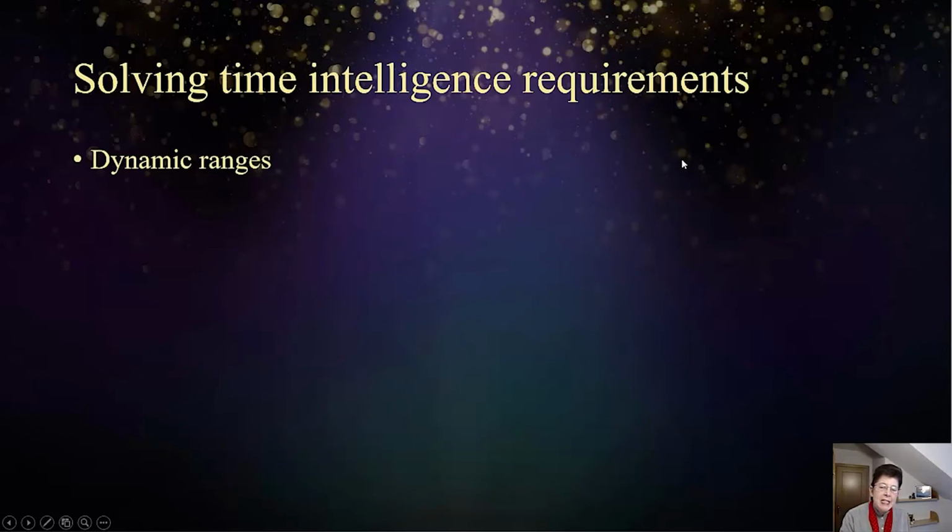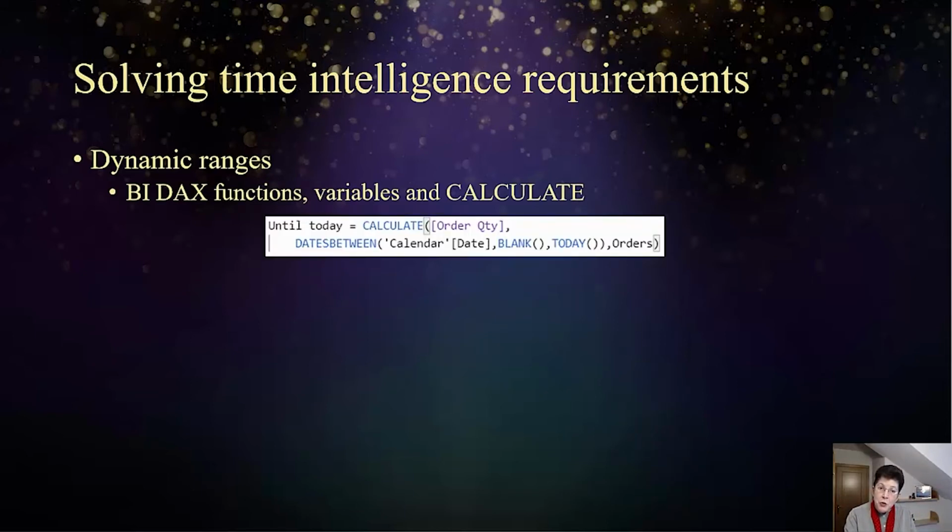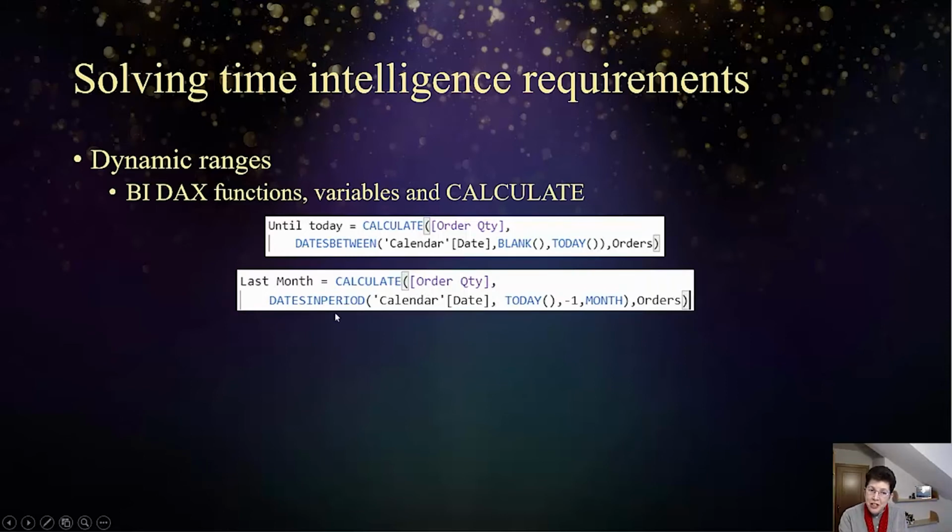Okay, let's see, for example, we are able to work with DAX time intelligence functions and a calendar table, from defining the values taking into account dynamic ranges. For example, dates between, dates in period, and we are able to use as parameters functions like blank, like today, like year, month, and so on. So there's tons of options here using DAX.